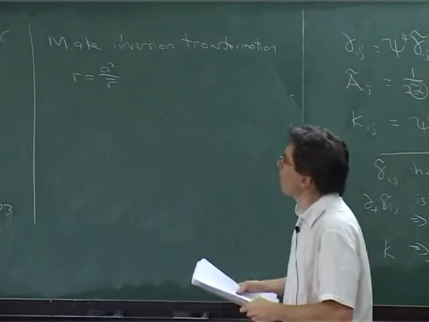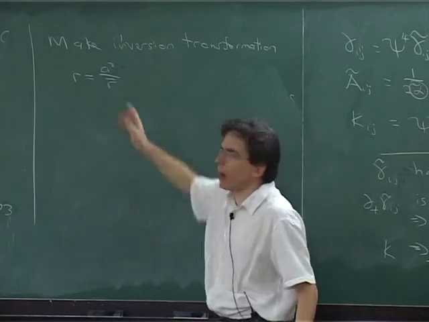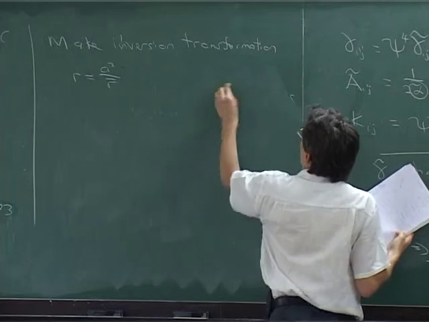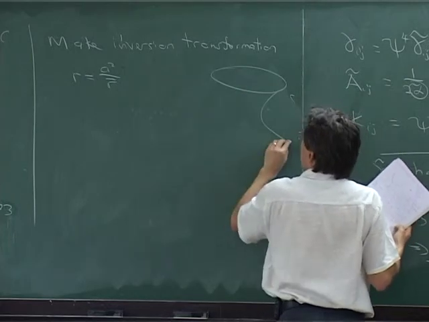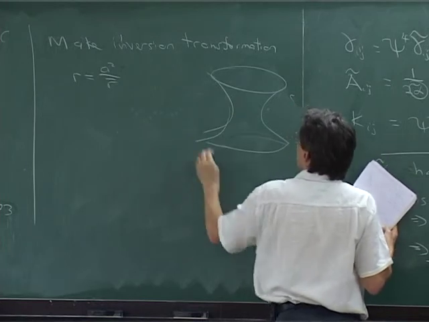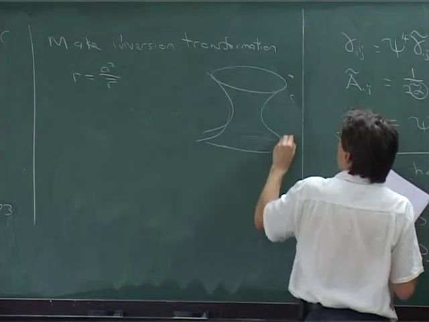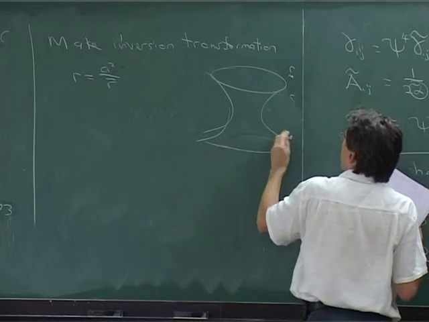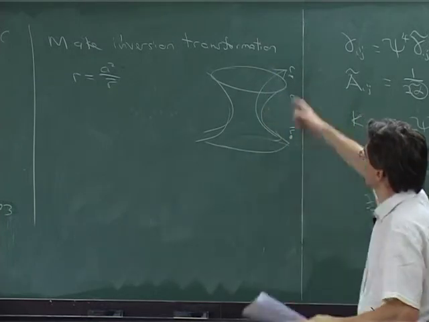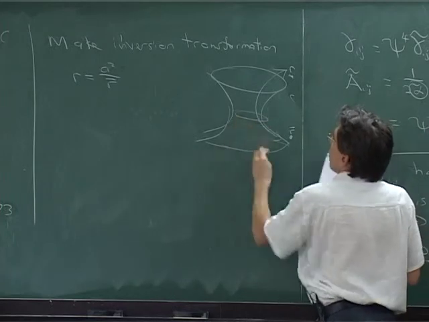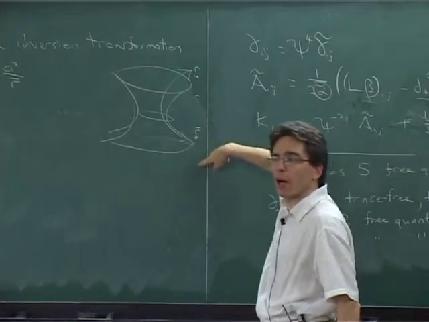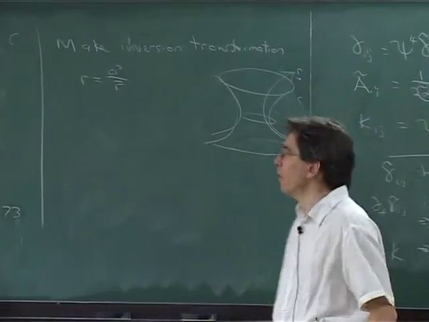We introduce some new r bar, some constant here, which makes this inversion transformation. This is like saying you have your wormhole, and points that are on one half of the wormhole get sent to the other half, and vice versa. This just inverts everything around.